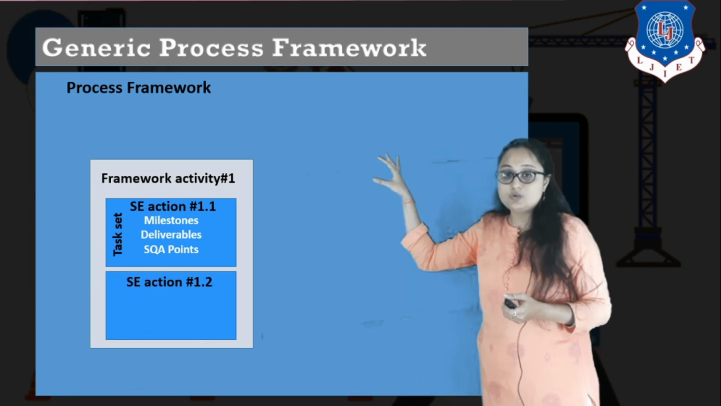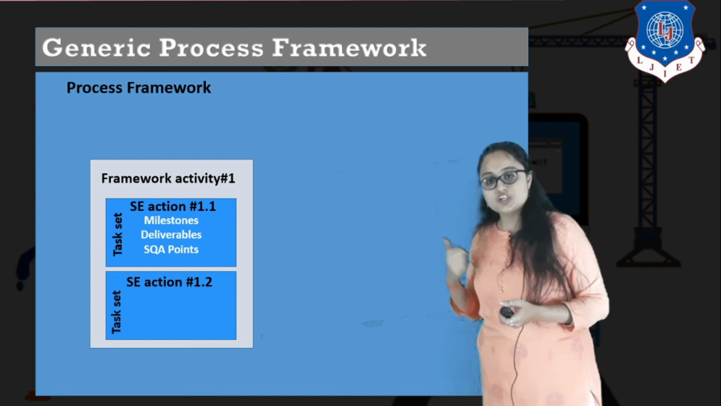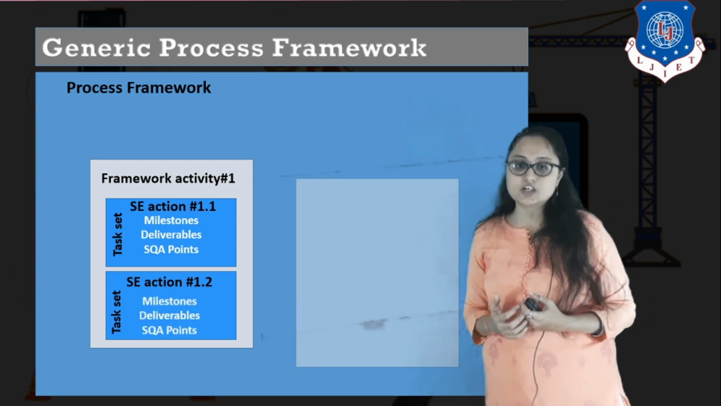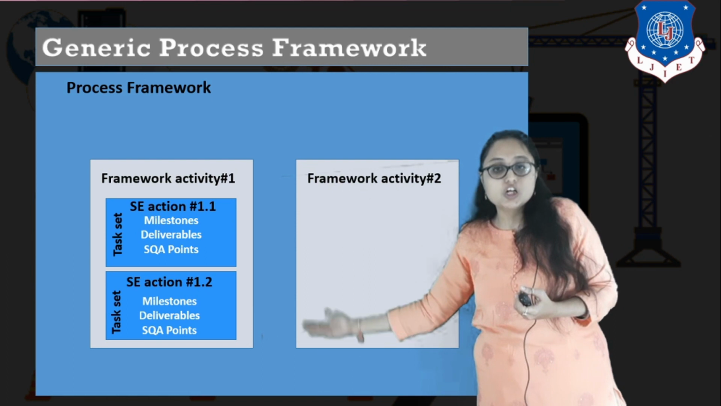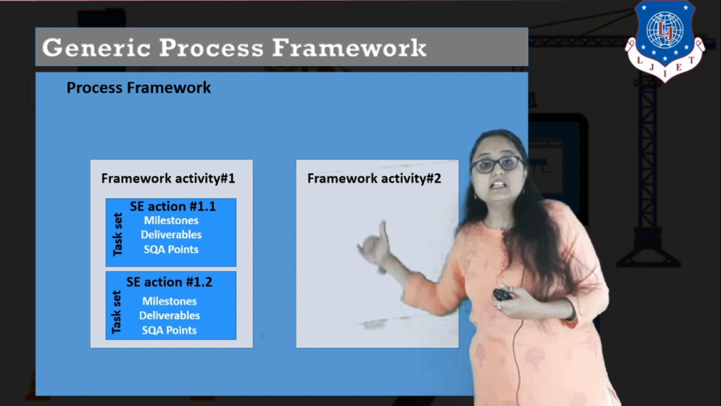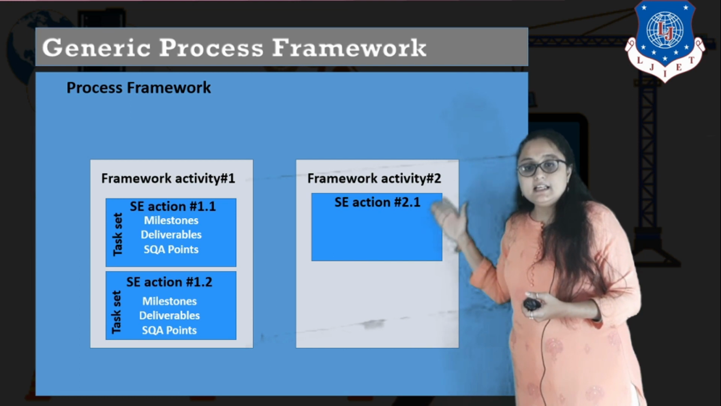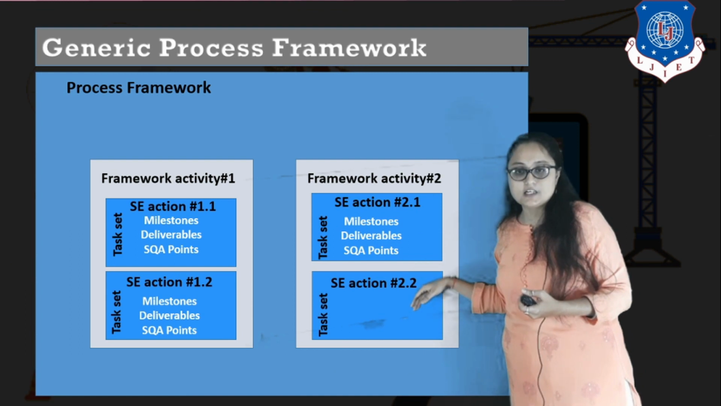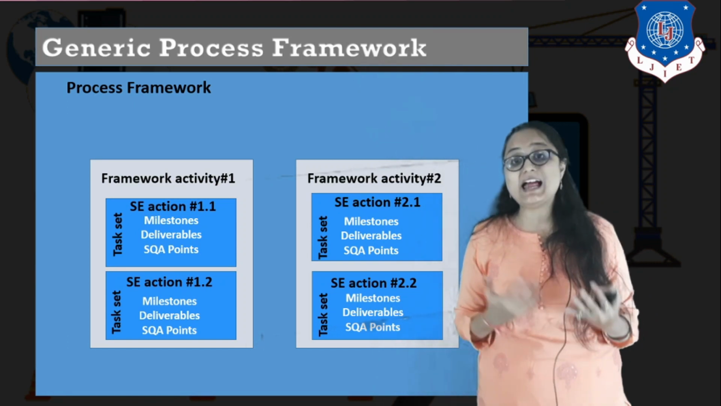So this was all about action 1.1. Similar to action 1.1, in activity 1 you have action 1.2, which further consists of another task set. Similar to this framework activity 1, for example communication, in communication I have 2 different actions, and in the 2 different actions I have different task sets. Similar to communication, I have another activity that is known as designing. In designing also I have 2 actions, and in the 2 actions I have different task sets, right? So these are the general process framework activities.